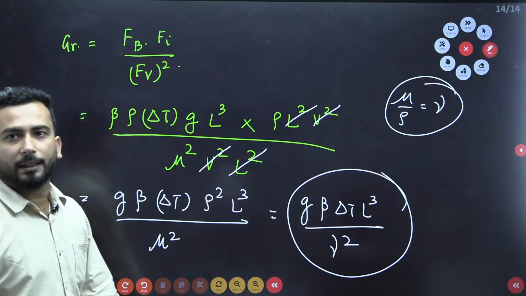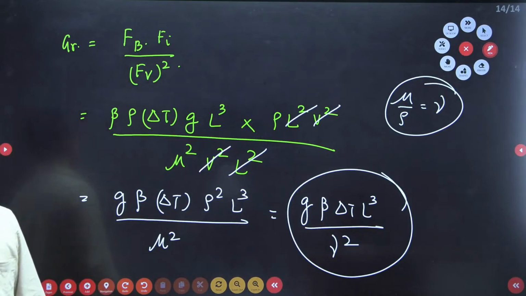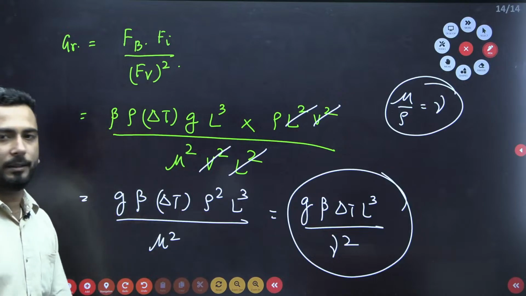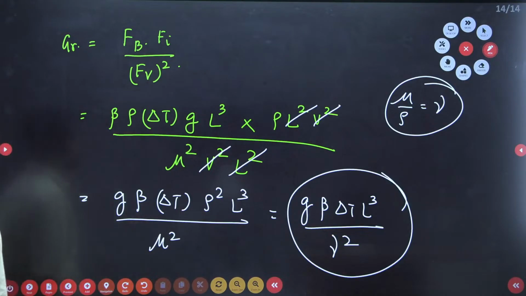Others correct. Buoyancy force is upward, vertical. Correct. So g beta delta T L cube.